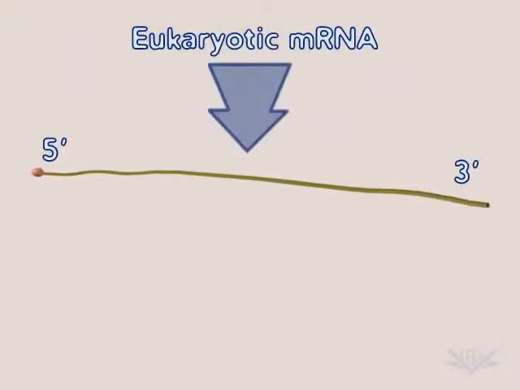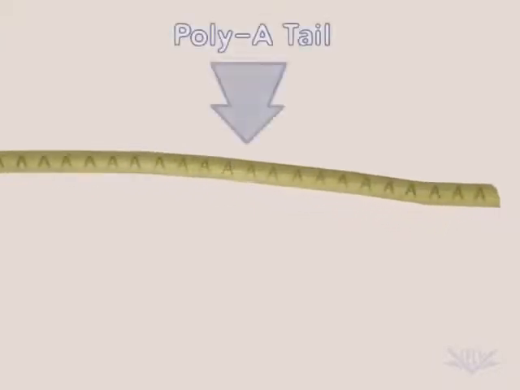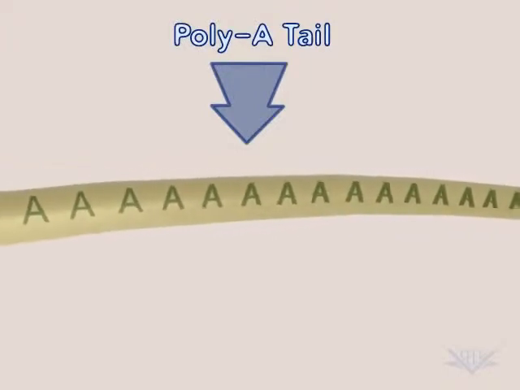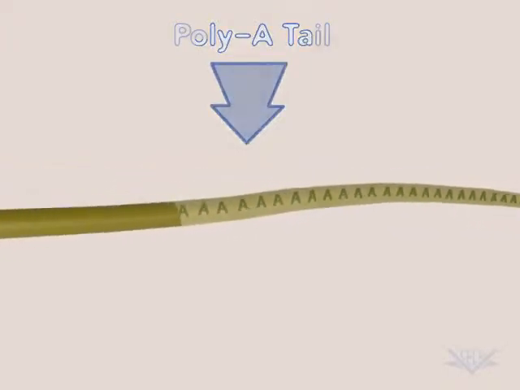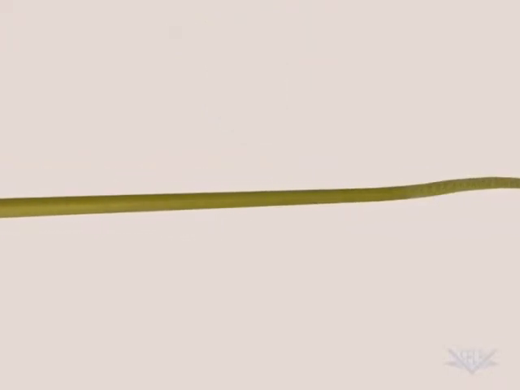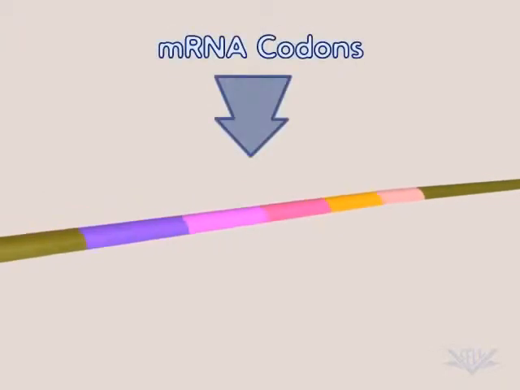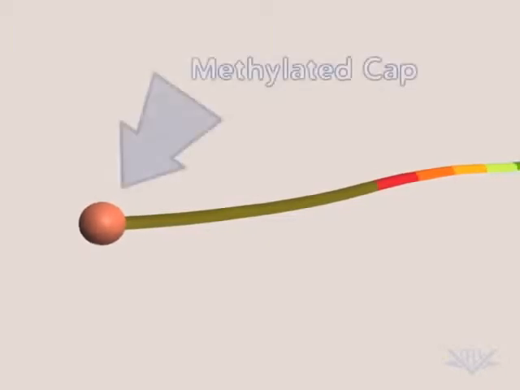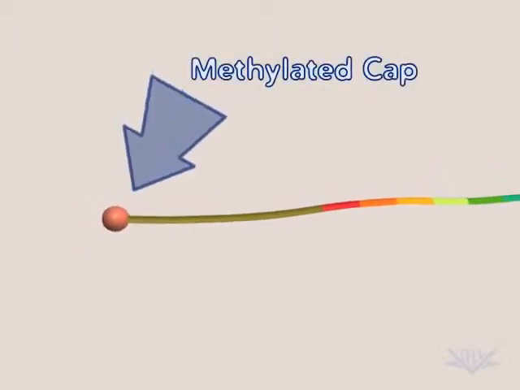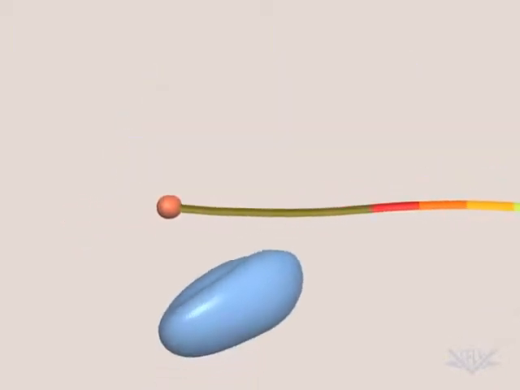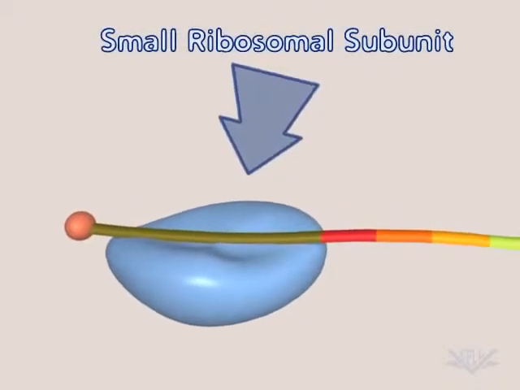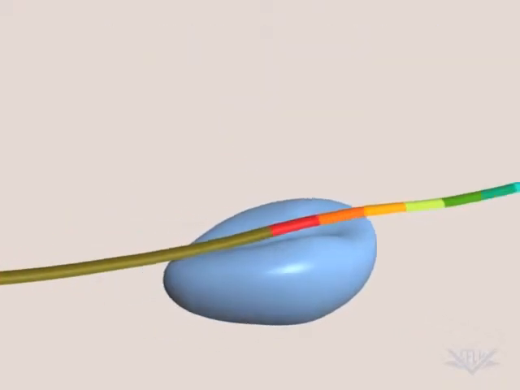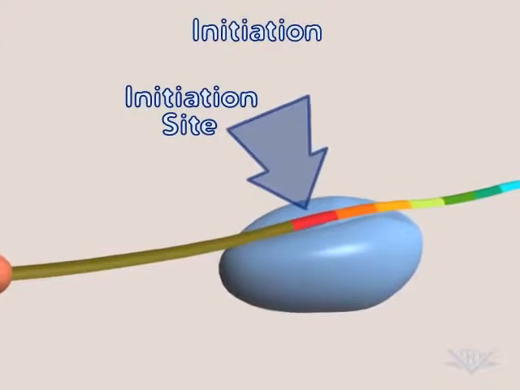Eukaryotic mRNA, the substrate for translation, has a unique 3' end called the poly-A tail. mRNA also contains codons that will encode for specific amino acids. A methylated cap is found at the 5' end. Translation initiation begins when the small subunit of the ribosome attaches to the cap and moves to the translation initiation site.